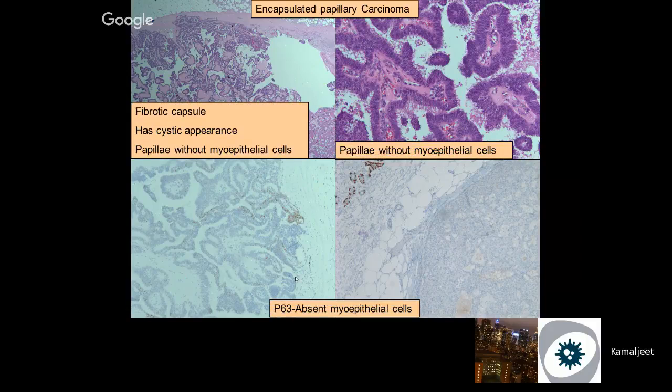P63 shows lack of myoepithelial cells in the fibrovascular cores or at the periphery. There's one caveat: the tumor cells themselves can stain for P63, but you can differentiate it just by the size of the cells that are staining. Myoepithelial cells are small.